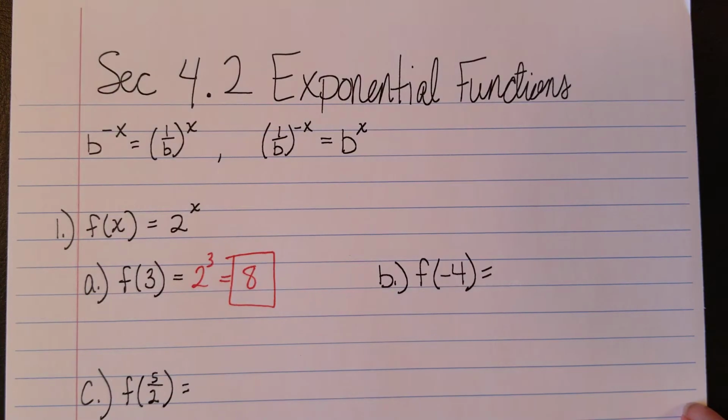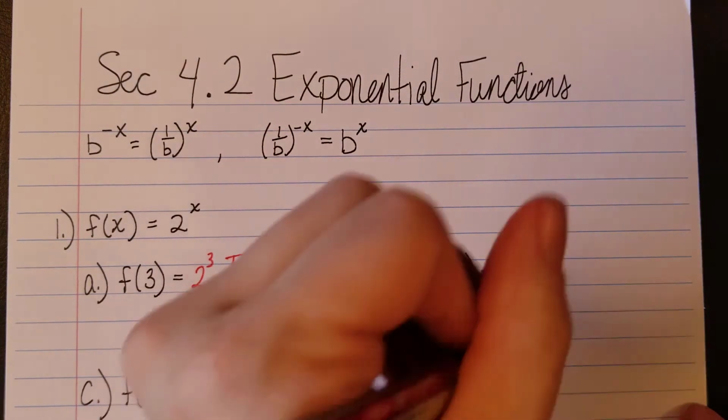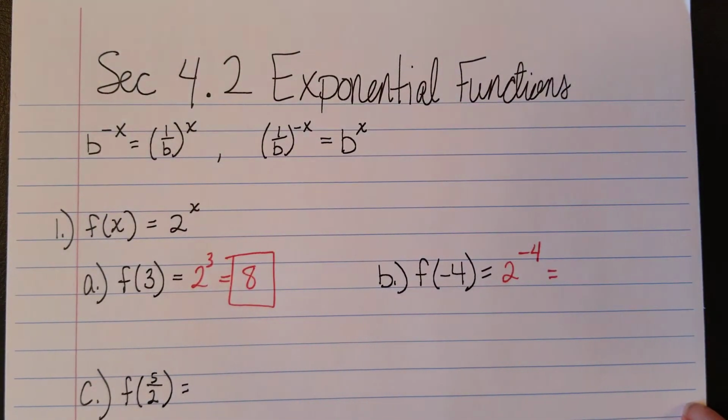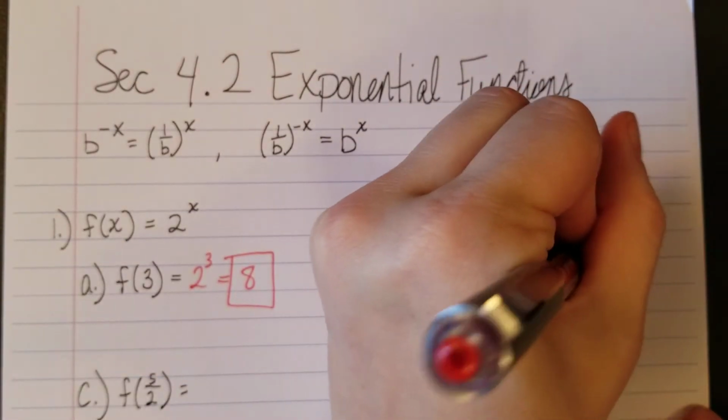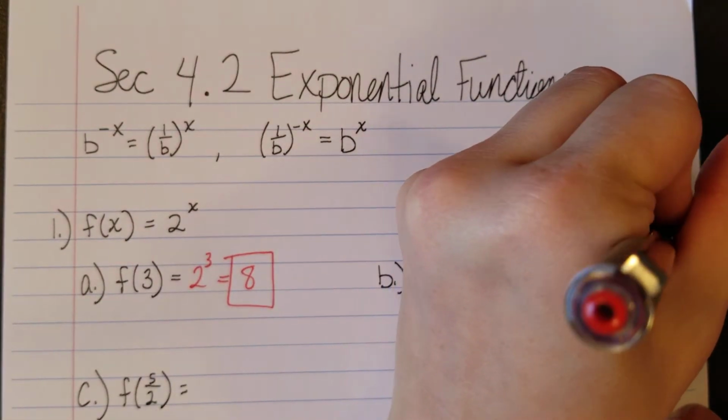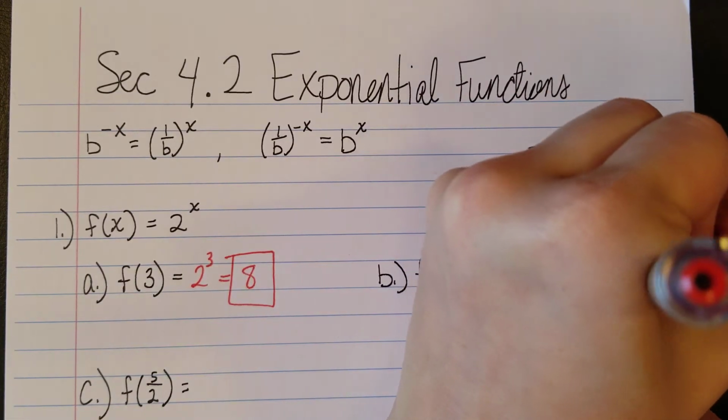All right, and then f of negative 4, so that would be 2 to the power of negative 4. So that's the same thing as 1 over 2 to the 4th power. And then 2 to the 4th power is going to be 16, so 1/16.